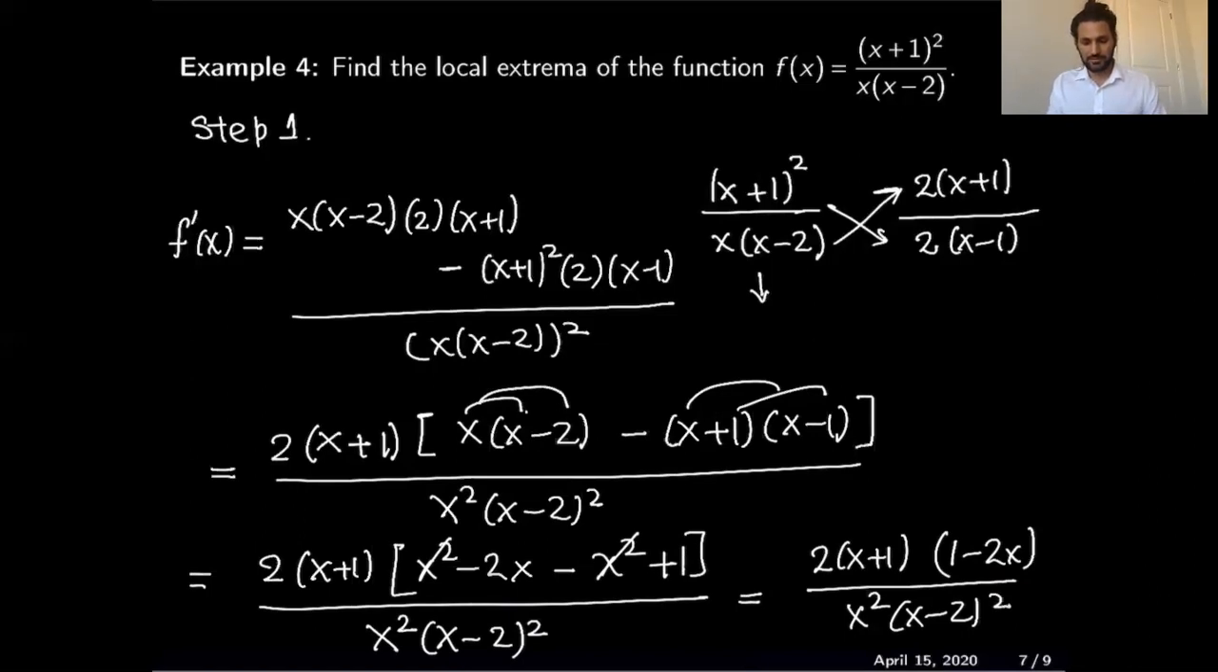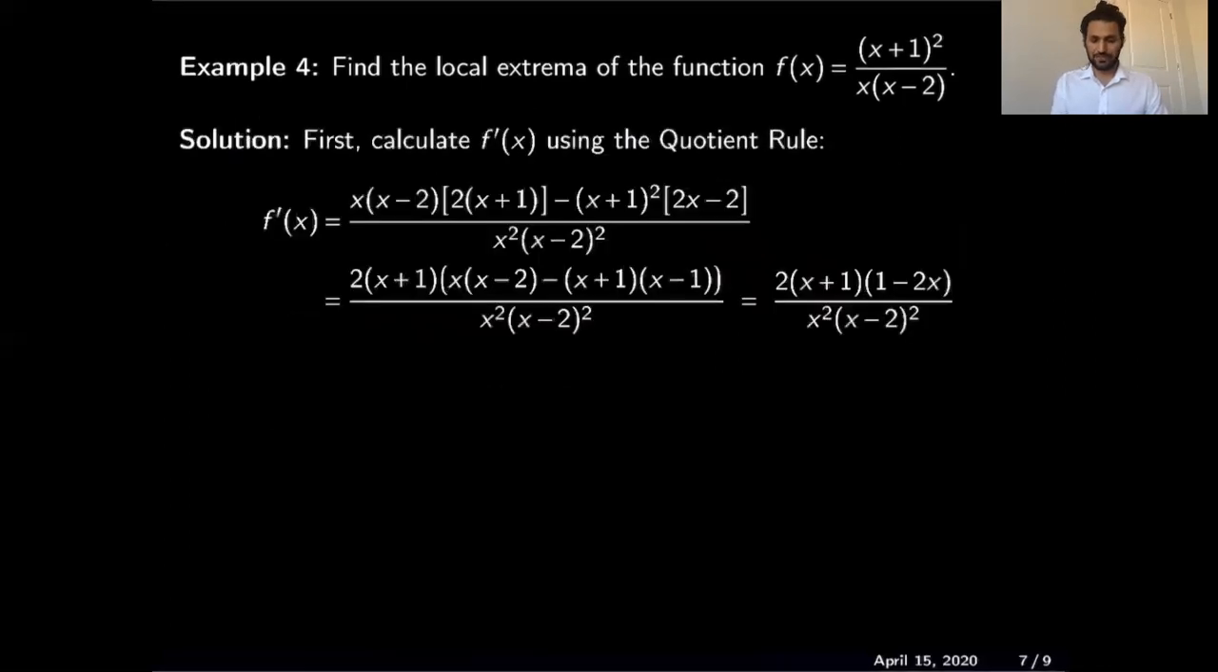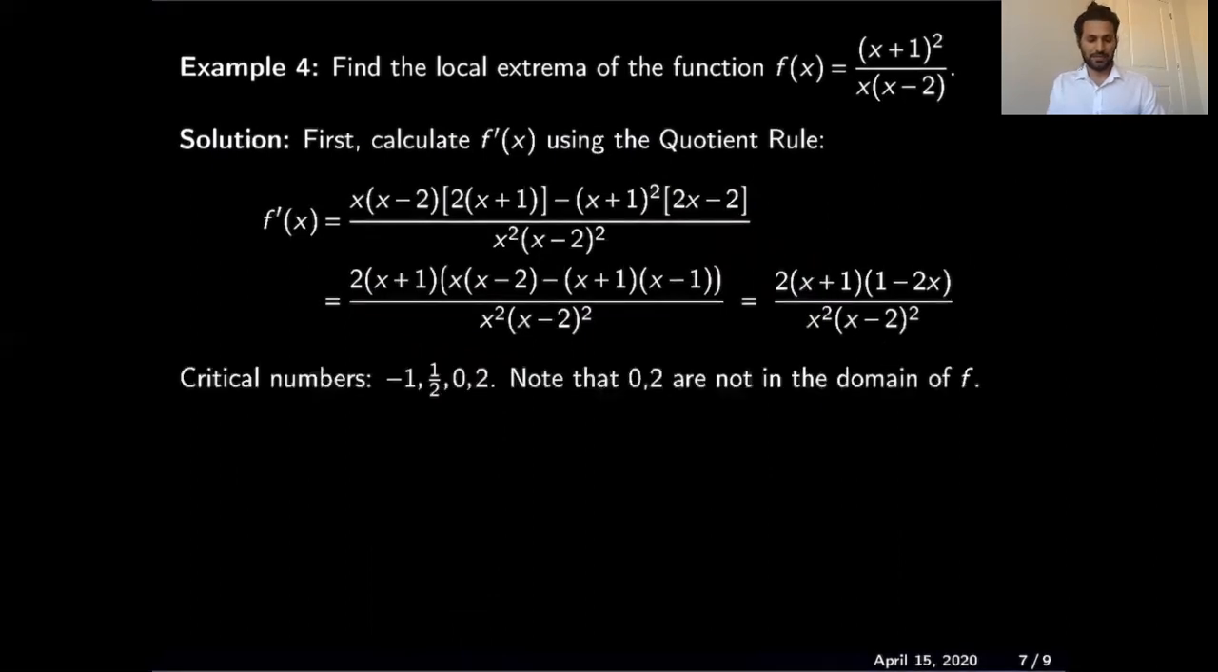So to find the critical values, I will set the top and bottom both equal to 0. So I will set the top term equal to 0, which gives me 2 critical values from the top, and also I will set the bottom equal to 0 to find these critical values. So I have these 4 critical values. 2 are coming from the top, 2 are coming from the bottom. Also note that the critical values 0 and 2 are not in the domain of the function.